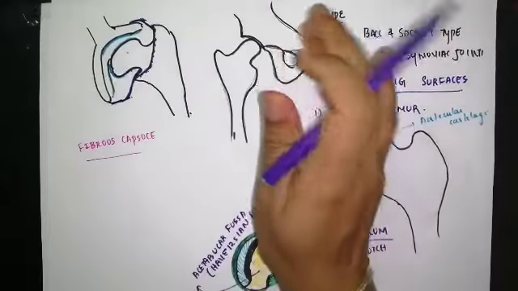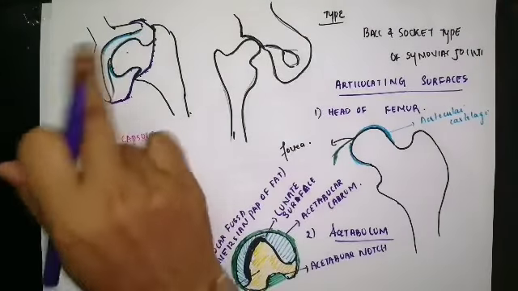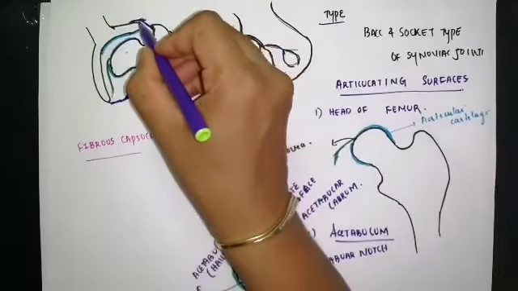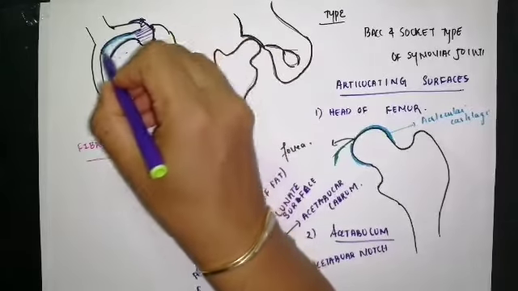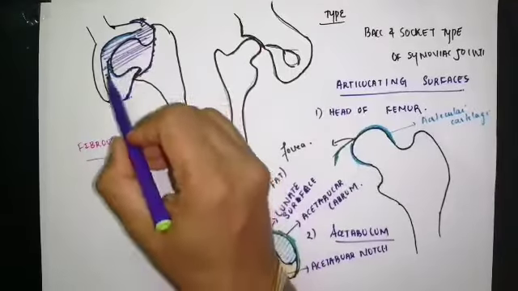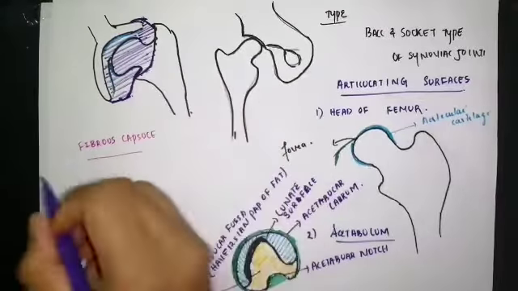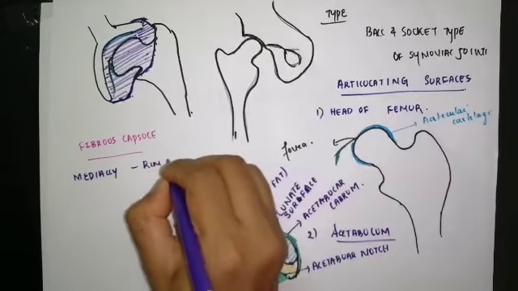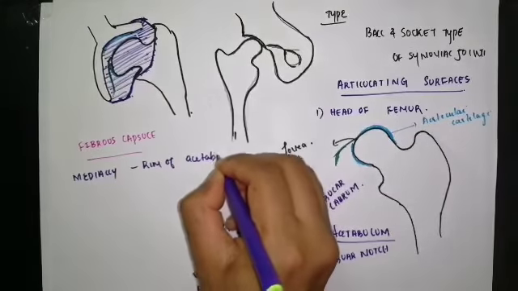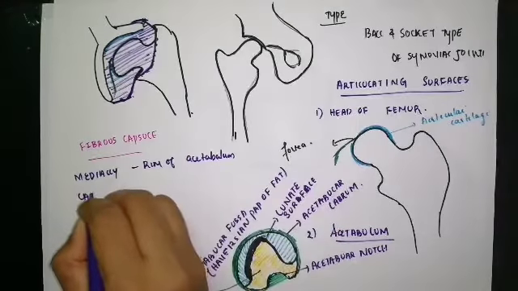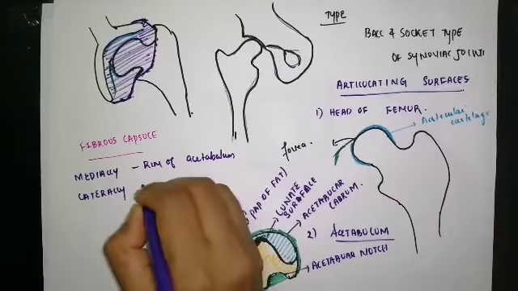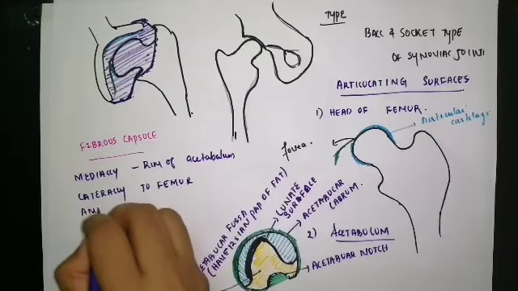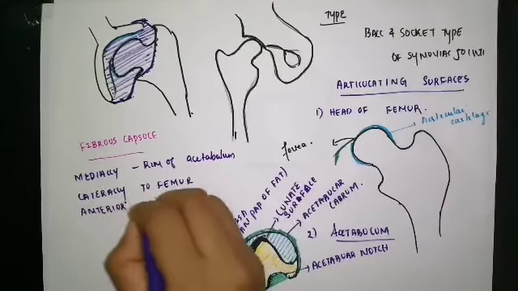And this is an anterior view, we can see that the capsule is attached. So this is the capsule, we can see the capsule is covering the joint like this. Medially it is attached to the rim of the acetabulum. Laterally it is attached to the femur. Then anteriorly it is attached to the intertrochanteric line.